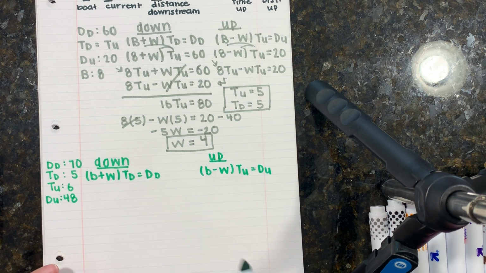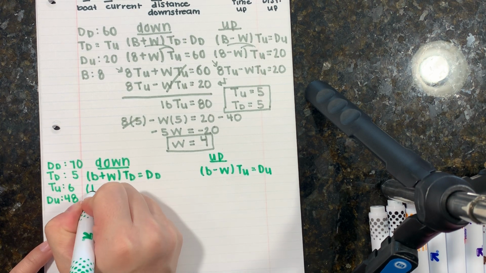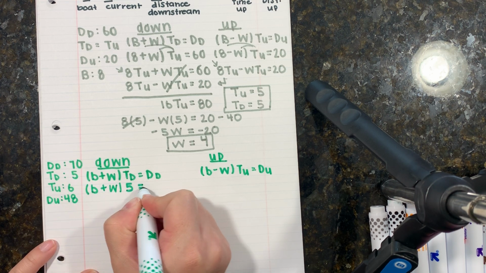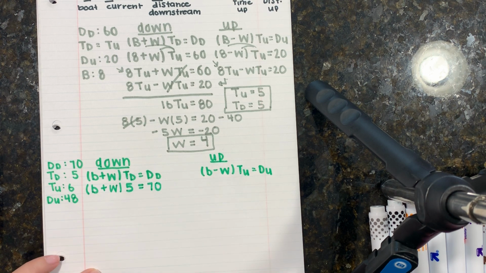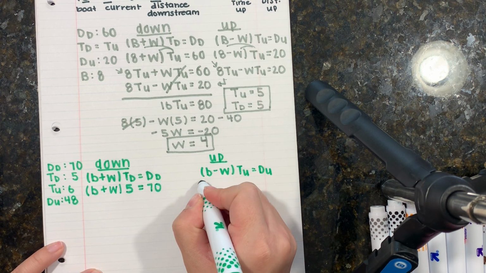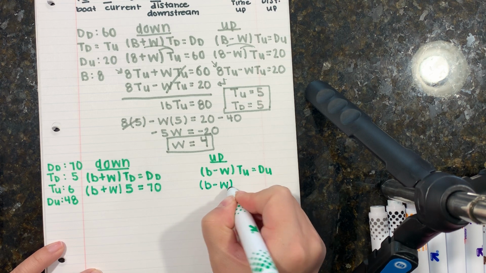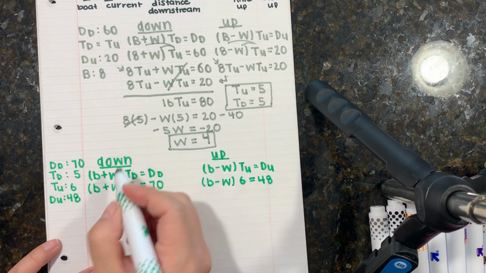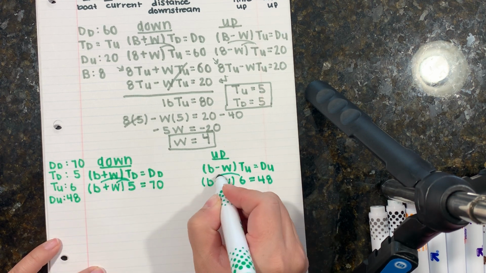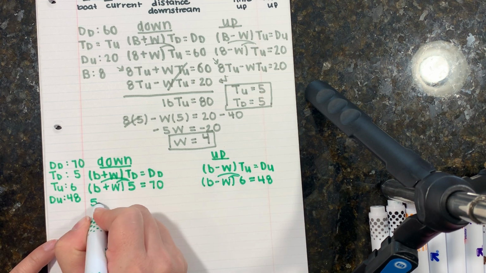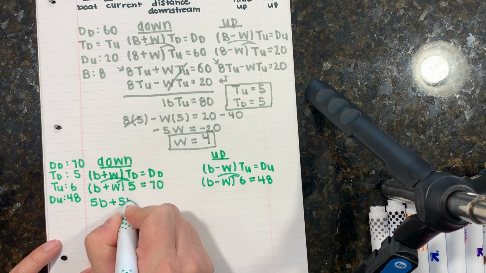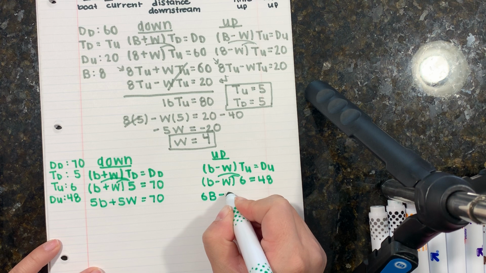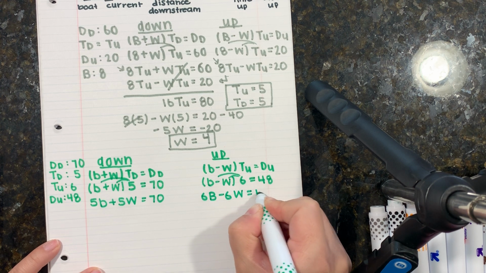Now I'm going to input what I have. I don't have anything for B and W, so I'm just going to leave that. B plus W times TD, which is 5, equals DD, which is 70. Now for this one, I'm going to have B minus W times TU, which is 6, equals DU, which is 48. And now I'm going to distribute the 5 and distribute the 6. So I have 5B plus 5W equals 70, and then I have 6B minus 6W equals 48.